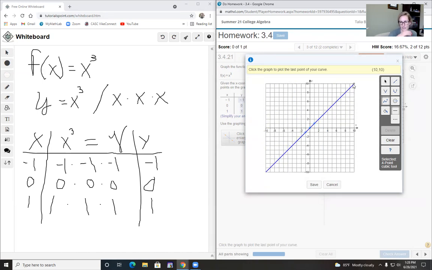Go ahead and line it up. That right there is still f of x equals x, y equals x, because the values I put in line up. Negative 1, 0, 0, 1, 1. That's not a cubic graph. That's f of x equals x as of right now. So to be able to graph this one, we're going to need another point. It doesn't matter which number you choose for the other point, as long as you can graph it.